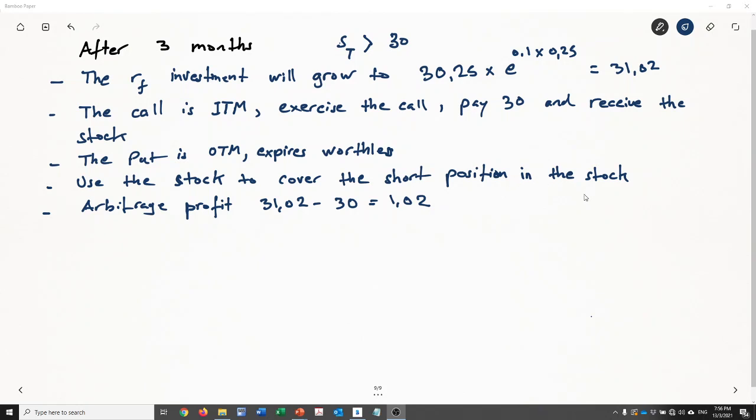Remember, when we took the steps to lock in the arbitrage, we shorted the stock. So we need to cover our short position. Once we cover the short position, we have completed all necessary steps to realize the arbitrage profit, which will be 1.02. So we received 31.02 and we paid 30. That will be the arbitrage profit.